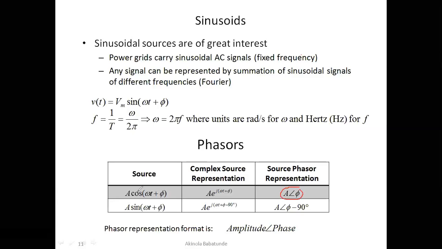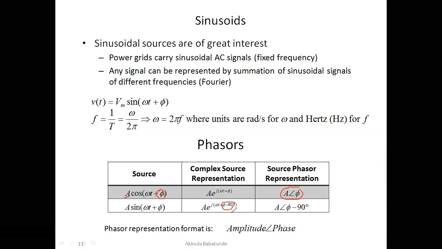This A is the same A that you see here, and this phase here would be the same phase that you have here. All right, so that's that. Then for A sin(wt + phi), it's pretty much the same thing. The only difference is that instead of just the phase here, you have phase minus 90. Instead of having just phi as the phase, it becomes phi minus 90 as the phase here.